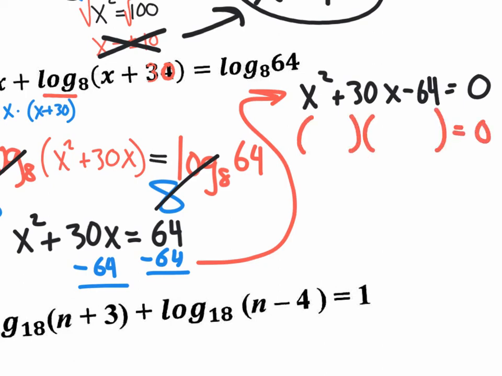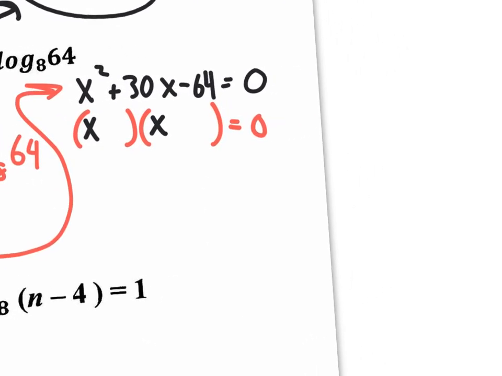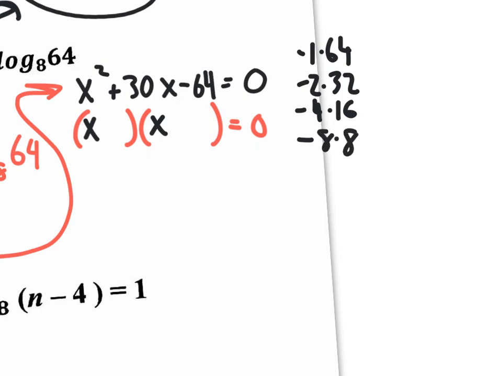What times what is negative 64 that if you add together is 30? Now if you don't see it right off the bat, you might want to make a list of how to get negative 64. You get negative 64 by doing negative 1 times 64, or negative 2 times 32, or negative 4 times 16, I believe, or negative 8 times 8. So which pair of numbers combines together to give you positive 30? That would be the negative 2 and the positive 32. So we would plug in the minus 2 right here and the plus 32 right there.